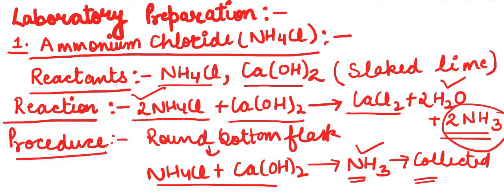The drying agent used here is calcium oxide, that is, quicklime. The other drying agents cannot be used here. Why can the other drying agents not be used here?